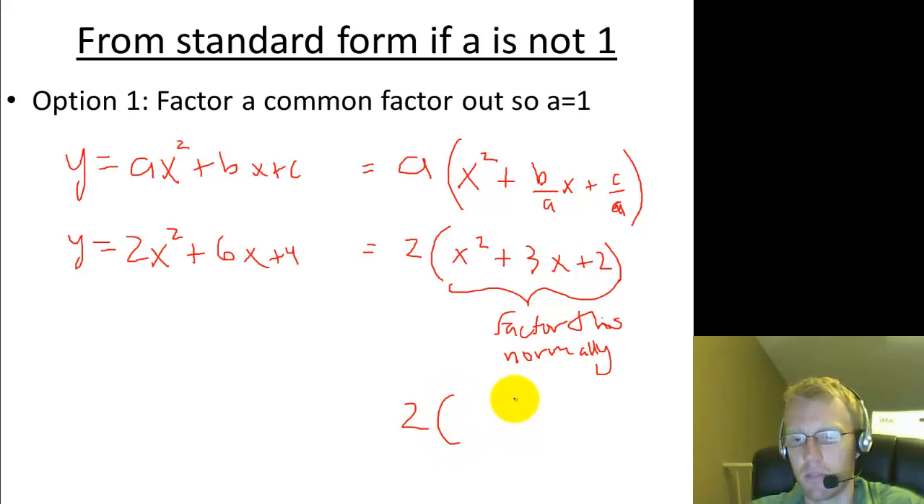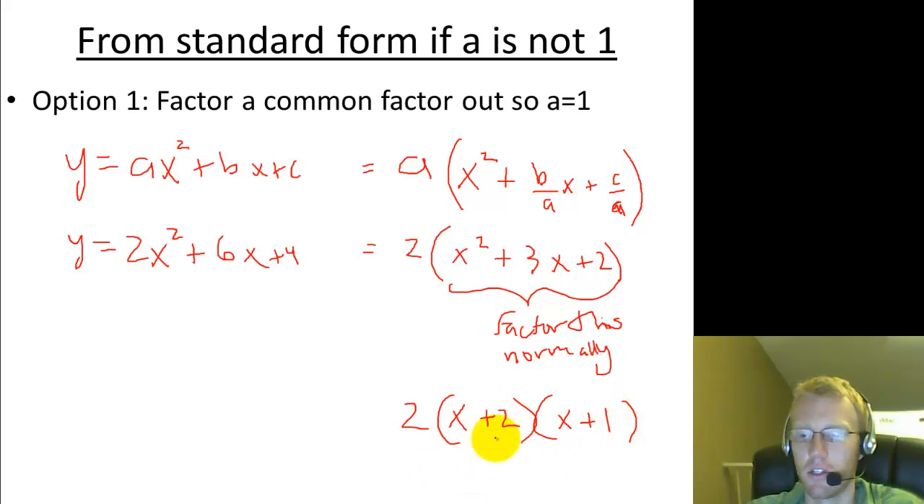So your final answer would be 2 times, let's just finish this example. You need two numbers that multiply to 2 and add to 3. So that's going to be a 2 and a 1. So (x plus 2)(x plus 1). So your roots are negative 2 comma 0, remember, because it's the opposite sign here, and negative 1 comma 0. So those would be your roots.